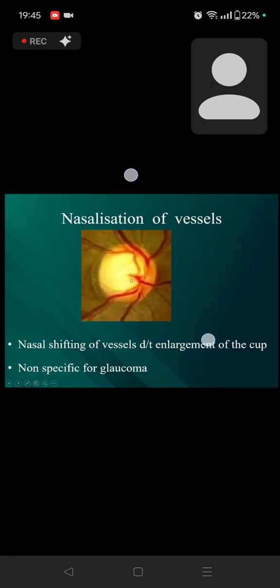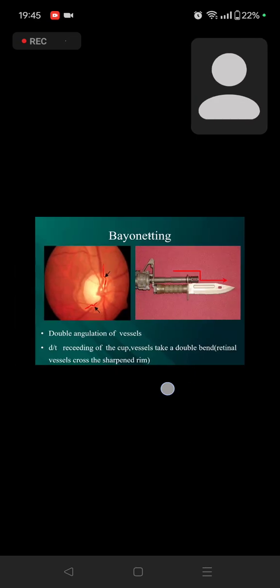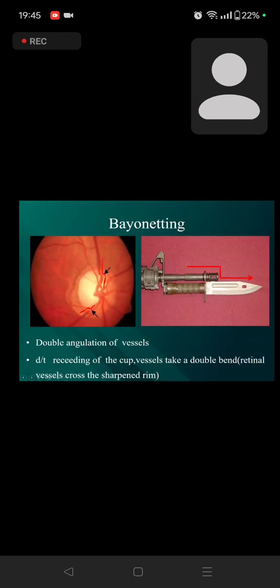So normally the vessels, when they come out of the cup, slightly go to the nasal side and then divide into superior and inferior quadrants. But here when there is a neuroretinal rim loss, there is an extreme nasalization of the vessels. But it is non-specific for glaucoma. And coming to the second finding, that is the bayoneting. So what is a bayonet? Bayonet is an instrument which is attached to the rifle, which has double angulation. Similarly, in glaucoma, you can see double angulation of the vessels.